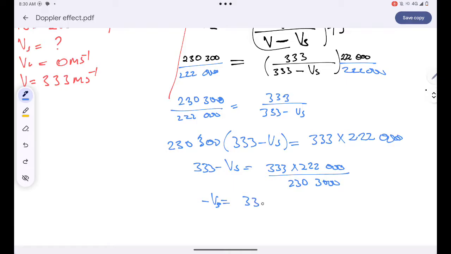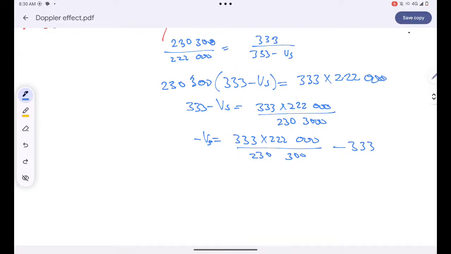And therefore negative Vs is equal to 333 times 222,000 all over 230,300, minus 333. And then what do I get when I punch my precious calculator? That's 333 times 222,000 all over 230,300, minus 333. This will give me a speed of negative 12.001. So it's just negative 12 meters per second.